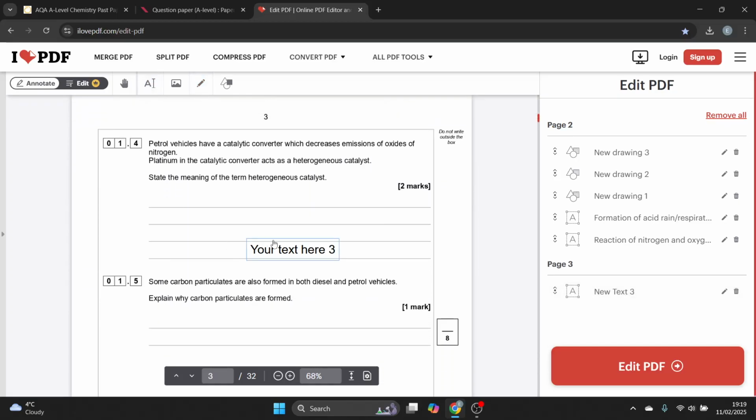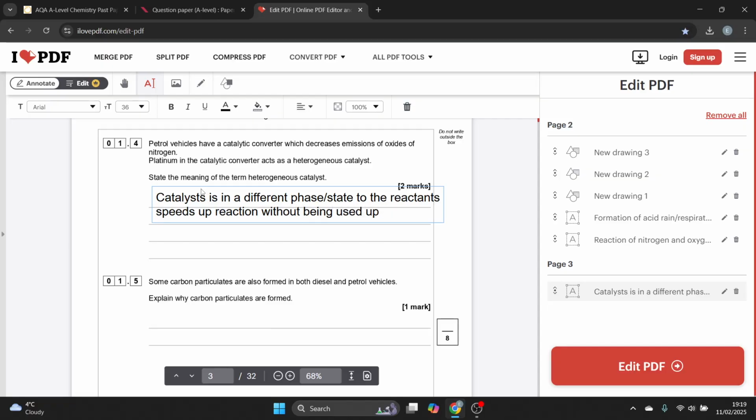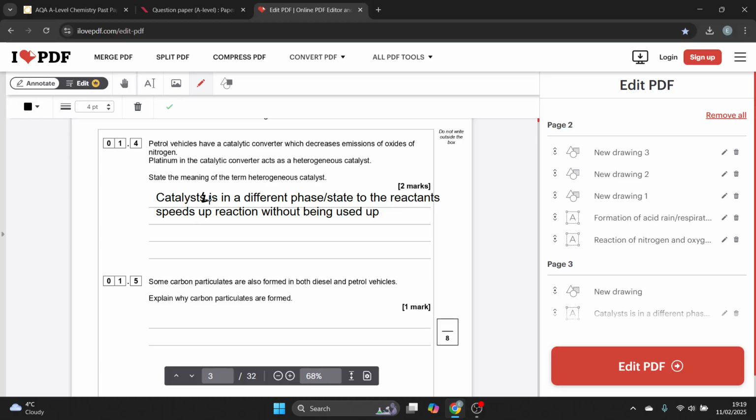State the meaning of the term heterogeneous catalyst. The idea that the catalyst is in a different phase / state to the reactants. That won't give you 2 marks though. Then you also need to say speeds up reaction without being used up. So the idea that the catalyst is in a different phase / state to the reactants, and it speeds up the rate of reaction without being used up.